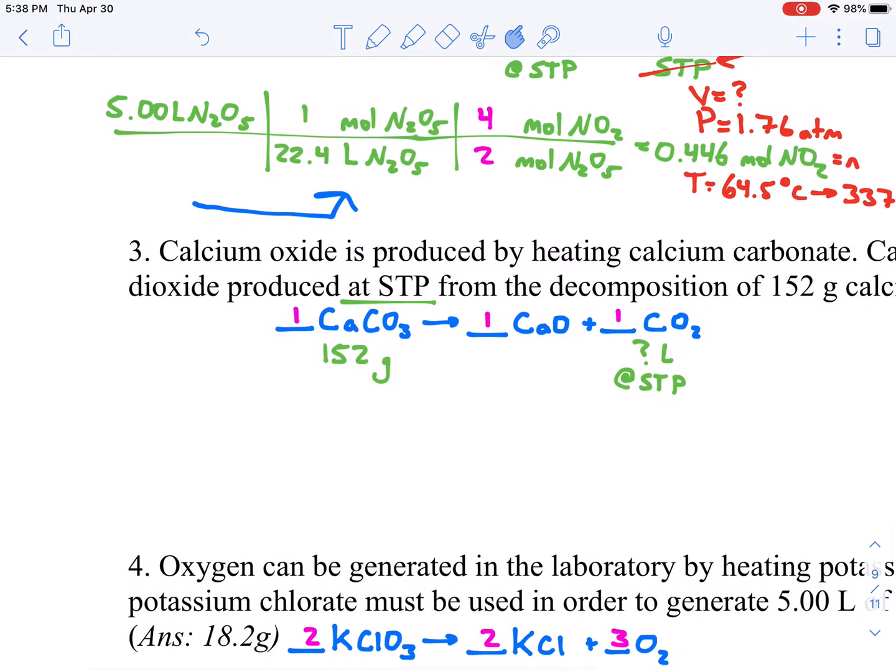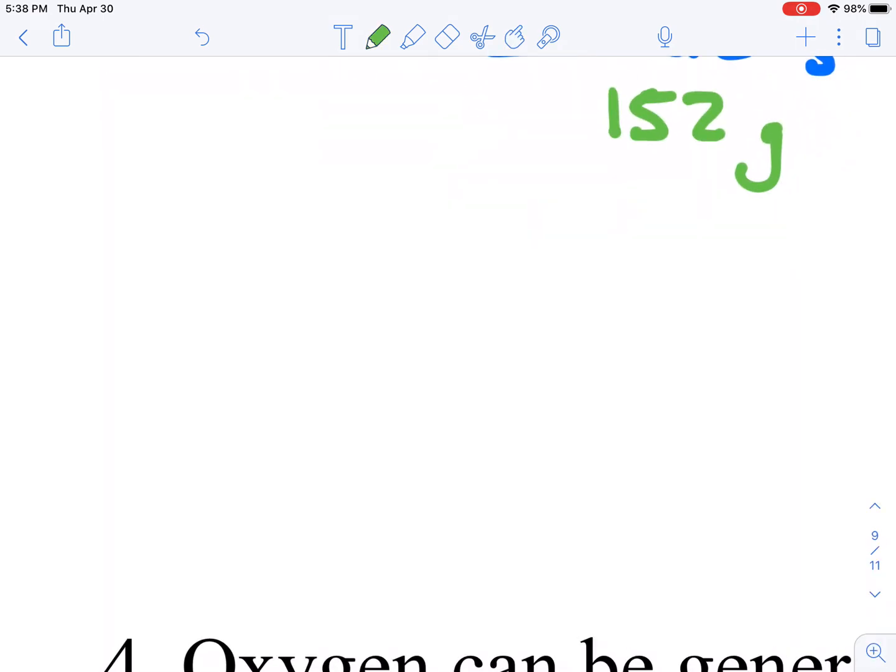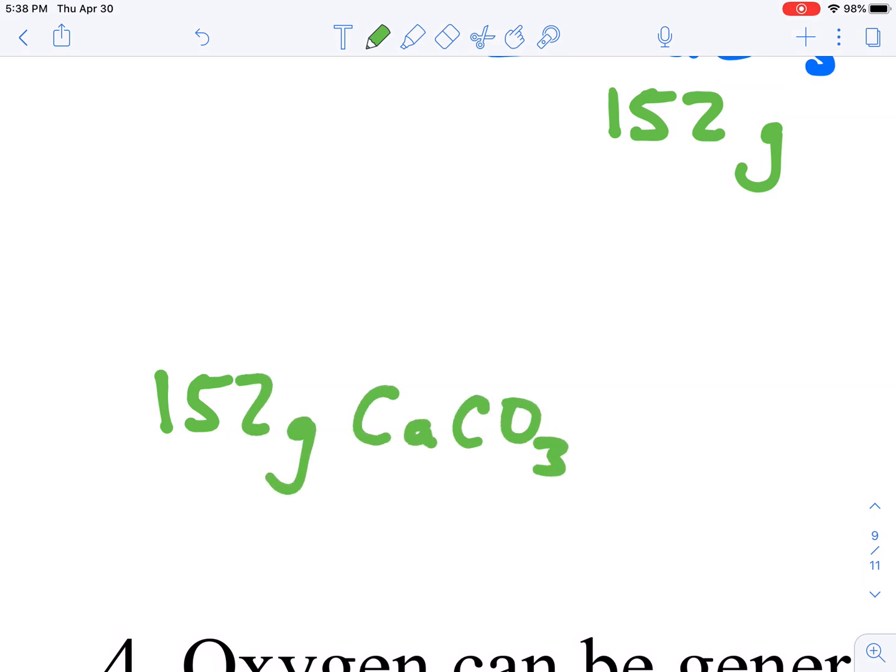Now, we have 152 grams of calcium carbonate. So let's start there, 152 grams of CaCO3. And some of us might be wondering, well, is this at STP? Can we use 22.4? Remember, 22.4 only works for liters per mole. We have grams, so 22.4 isn't really useful to us, right?